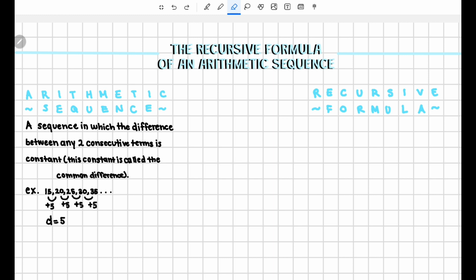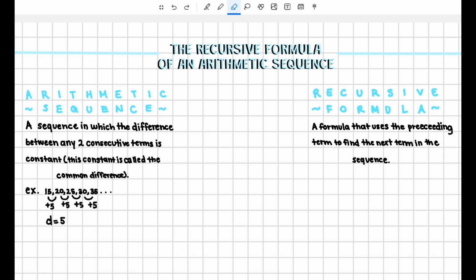Alright, so now that we reviewed what an arithmetic sequence is, let's go over the recursive formula. In the past, we went over the explicit formula where we use the common difference and the initial value to find the nth term. Now we're going to be going over the recursive formula. The recursive formula is a formula that uses the preceding term to find the next term in the sequence.